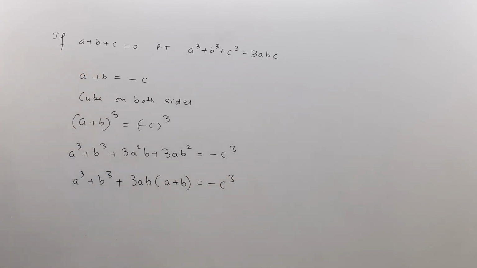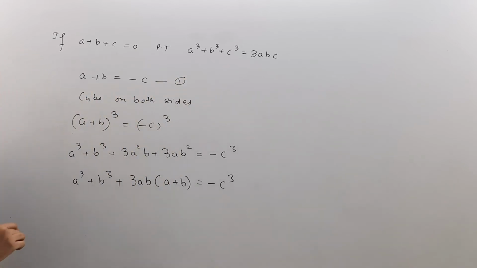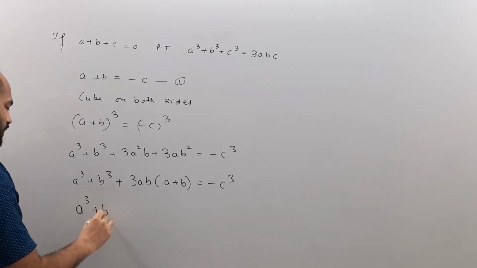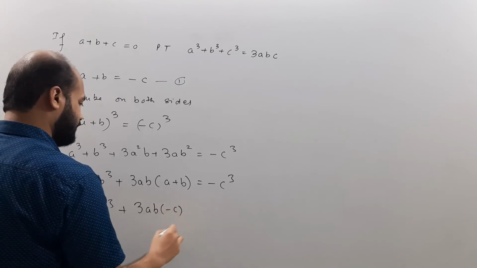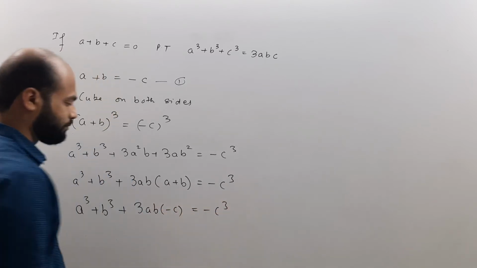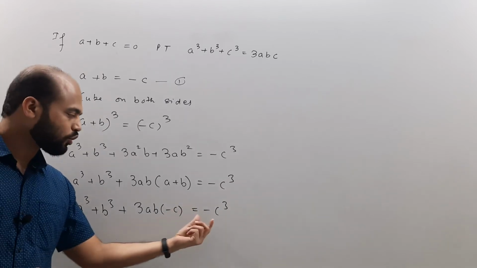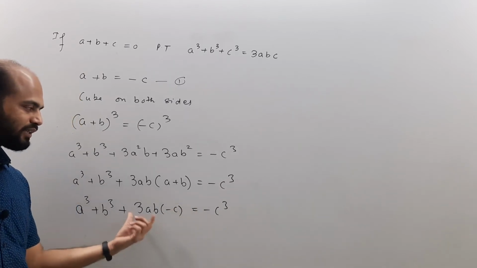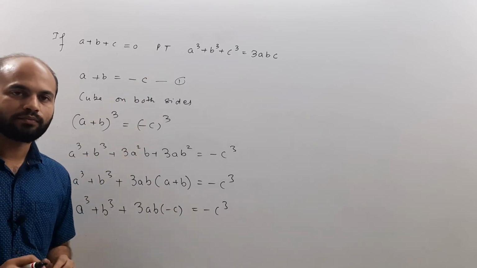Now from the first equation, you know that a plus b is minus c. So in this a plus b, I try and substitute minus c. Let us see what we get. So a cube plus b cube plus 3ab into minus c is equal to minus c cube. Now the answer is there in front of you. If you transfer c cube to this side and take 3abc to the other side, you will get what you want. Hence the result is proved.